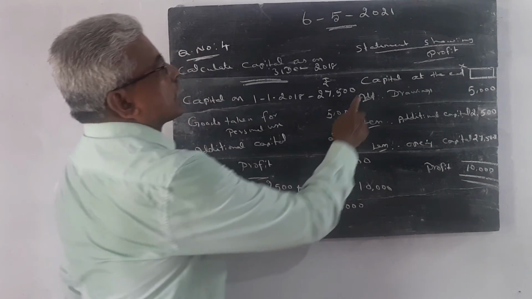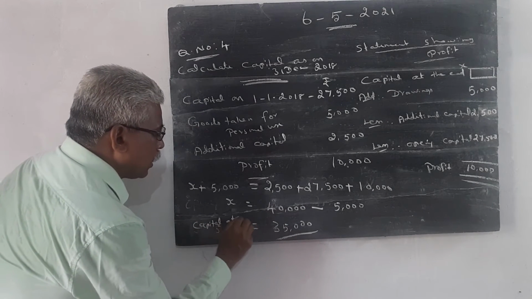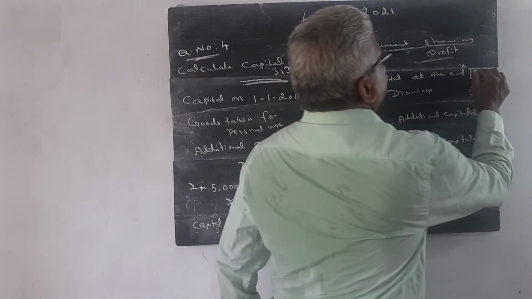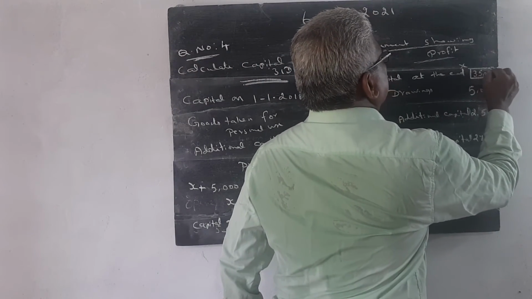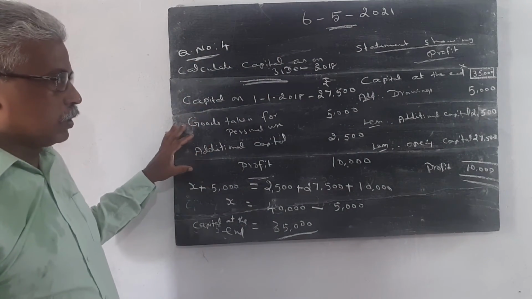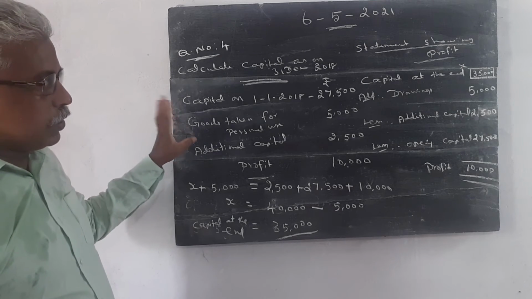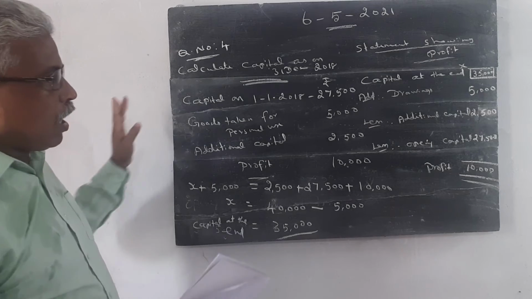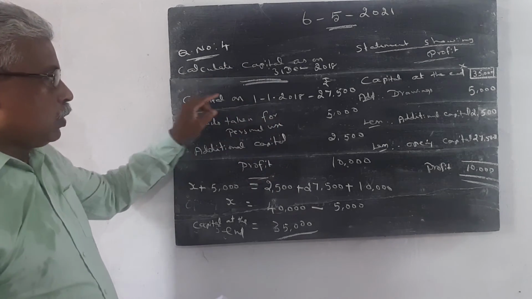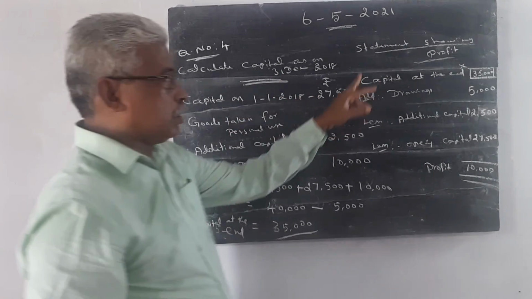So capital at the end is equal to 35,000. Here also you write 35,000. Very simple procedure for doing this question. If these types of questions are asked, 7 questions are selected from this area, out of which 1 question may be this pattern, this model. So it is a very simple question, and we can easily score the mark. So try to study this question.